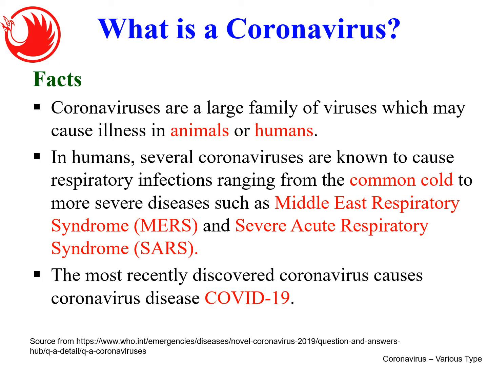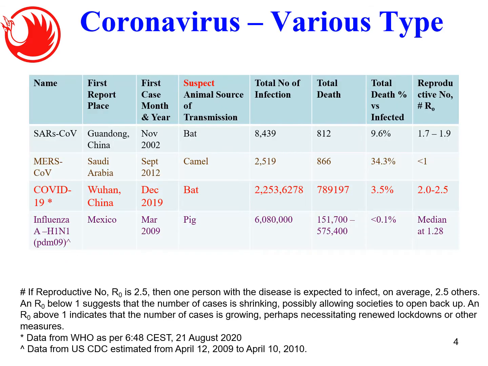And actually, there are various types of this coronavirus. I purposely compiled a table on various types of these viruses and broke them down in terms of when they were first reported, the total number of infections, total deaths, total deaths versus infected, and also the reproductive number. Okay, let's start with SARS.